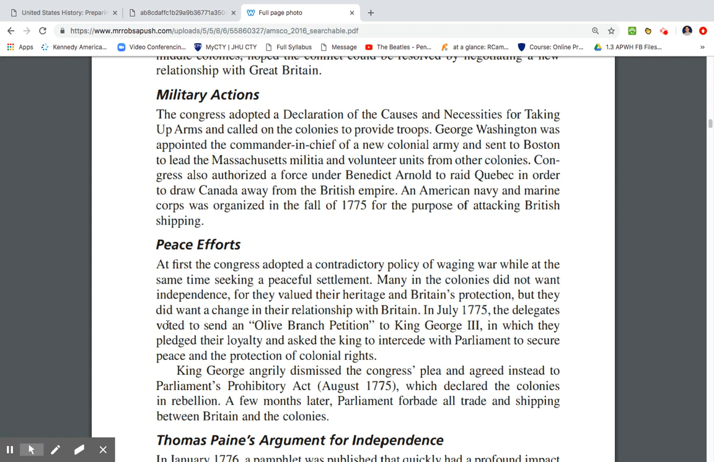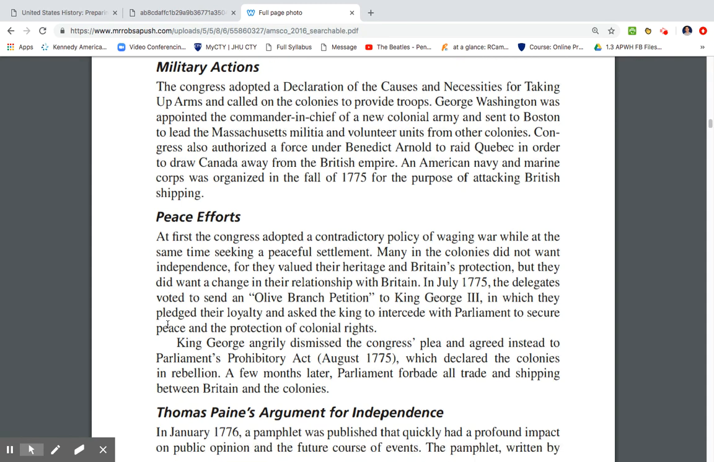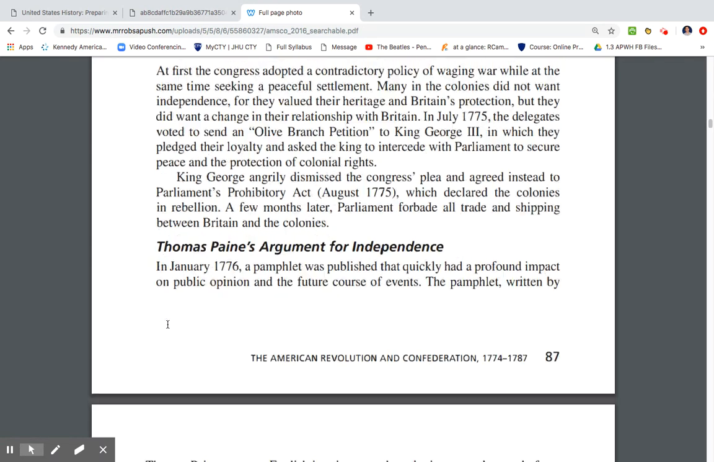the French and Indian War, before the Proclamation of 1763. King George says, heck no. In fact, he says that you are now in rebellion, and we're going to stop trade. So this is going to go ahead and lead to further tensions.